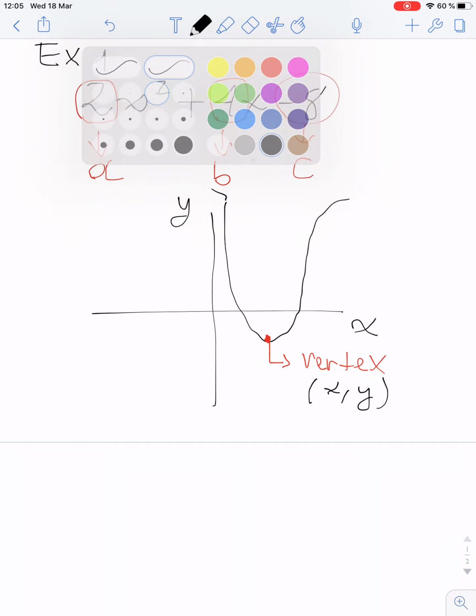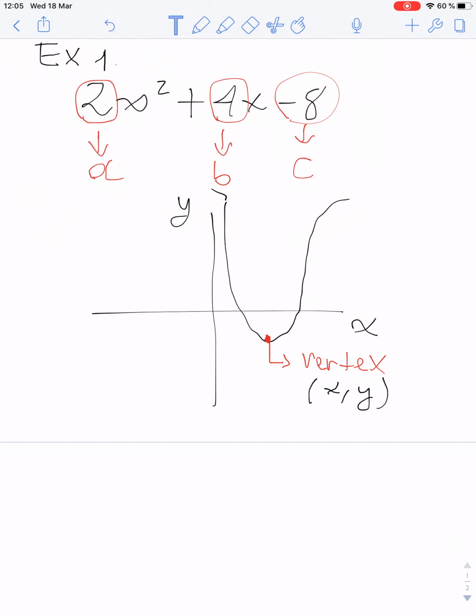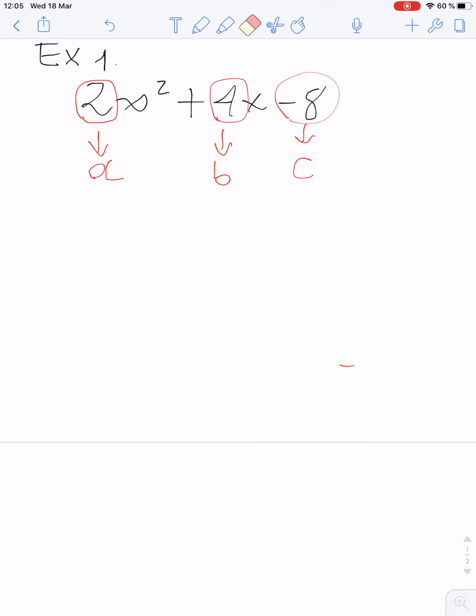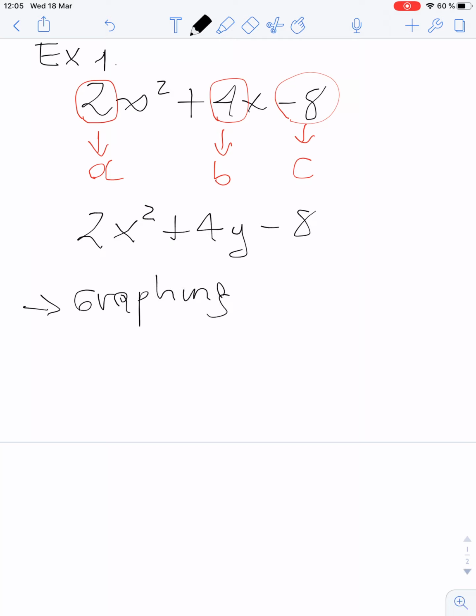Now I'm going to explain how. I'm going to write the formula again, that is 2x squared plus 4x minus 8. Now, we have two options to find the vertex: graphing, that means identifying the point in the graph, or using a formula. In this lesson, we are going to learn how to use the formula.